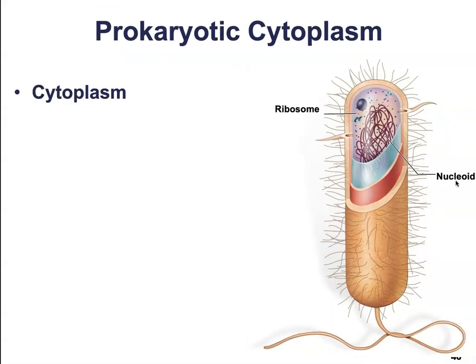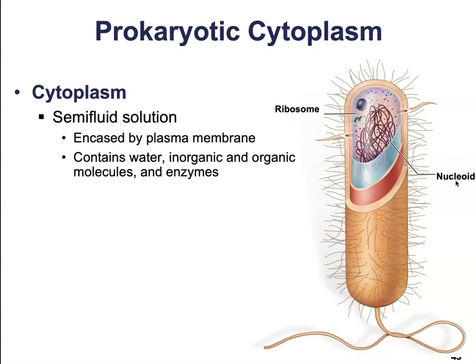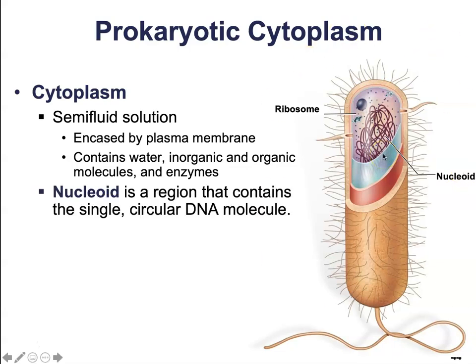Moving inward, we're going to come across the cytoplasm. The cytoplasm is going to be a semi-fluid solution that's ultimately encased by the plasma membrane. It's going to contain water, inorganic and organic molecules, and enzymes. Inside of that cytoplasm, we're going to find what is known as the nucleoid region. The nucleoid is a region that contains the single circular DNA molecule.